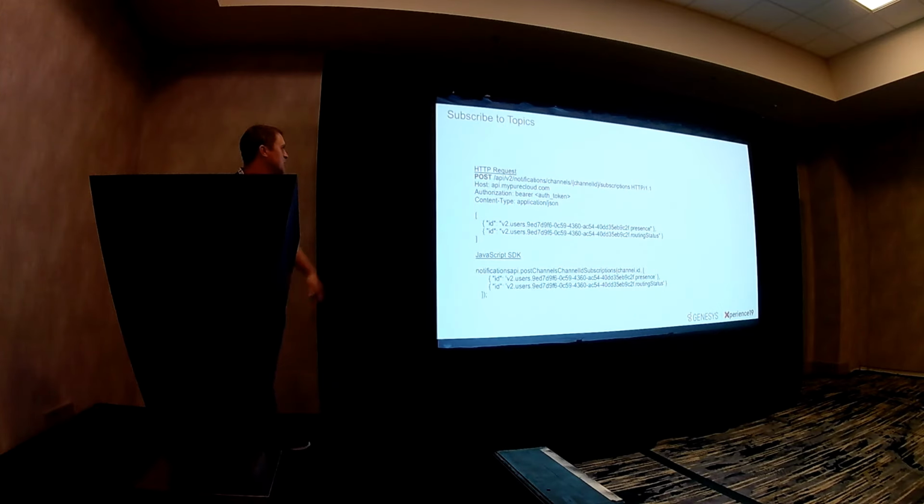So you can see here, this is what I was talking about. The first topic in that array list is a single user's presence, and the second one is that same user's routing status. You could get a lot of these if you were writing an application that was trying to pull from lots of users. This was mainly designed for a user to use for their notifications, not for an organization to get all their notifications, which is why there are those scaling limits in there.